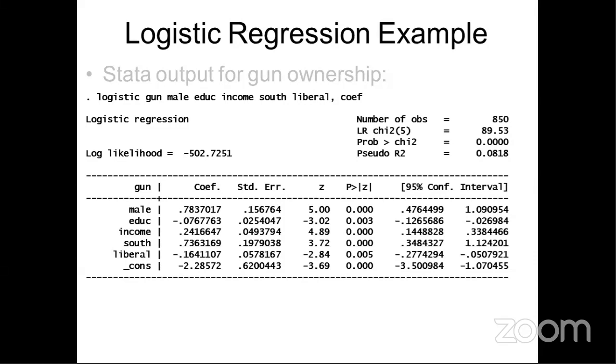The probability of owning a gun decreases with an increase in education level. The probability of owning a gun increases with an increase in income level. And the probability of owning a gun is more in the case of households in the south compared to the north. The probability of owning a gun is less for liberal-minded persons compared to conservative-minded persons. So this is the way you should interpret the logit, or the natural log odds.